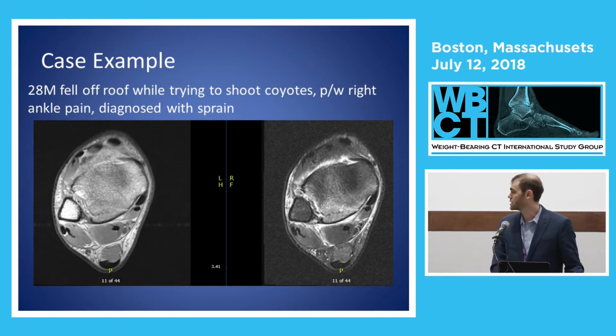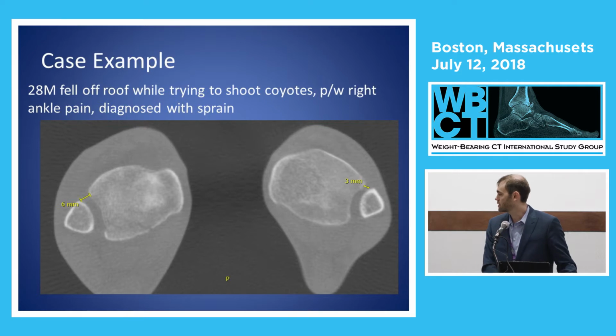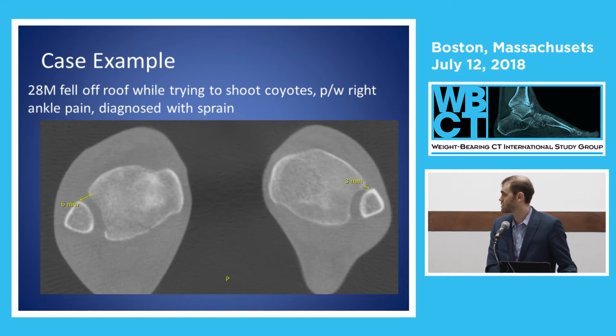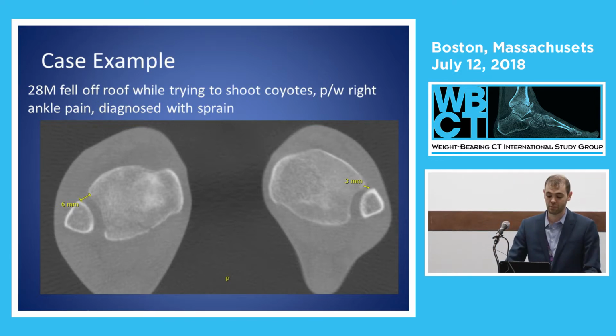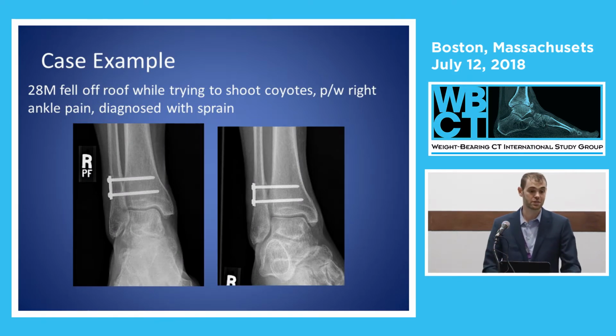So I got a weight-bearing CT scan, and that's when you can start seeing the distances. The numbers don't project quite well, but on the right injured side, you see 6 millimeters versus 3 millimeters at the distal tib-fib articulation. And so he underwent surgical debridement and then fixation of the syndesmosis.